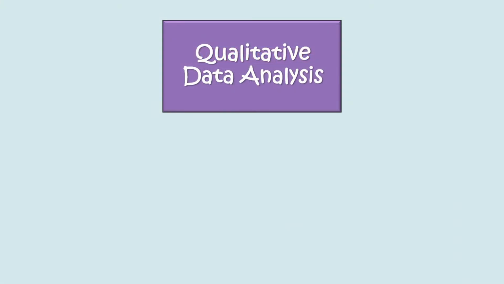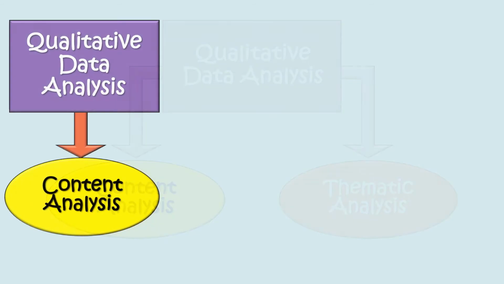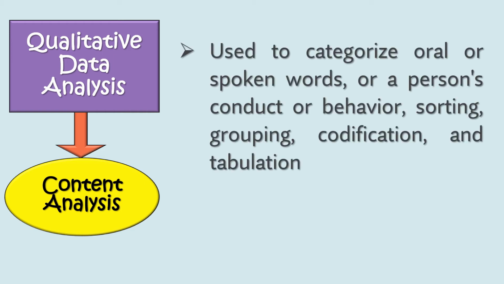The identification of meaningful patterns and themes is the core of qualitative data analysis. These are two of the primary ways of doing the analysis, namely content analysis and thematic analysis, which we discussed on our previous lesson. Let's discuss first about content analysis. This technique could be used when qualitative data had been collected through interviews, focus groups, observations, and documentary analysis.